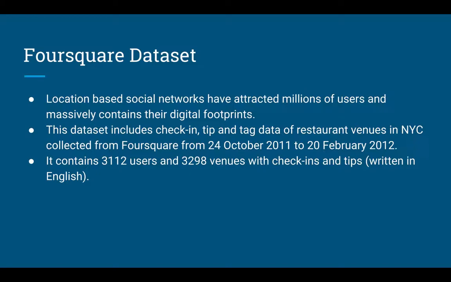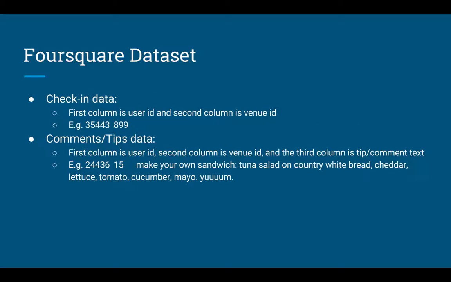First, the Foursquare dataset is a location-based social network dataset that has massive numbers of users and their footprints. We mainly use their check-in, tips and comments data of restaurants for recommendation. After cleaning the data, we use the check-in data and comments tips data to generate our model and do the prediction task. For the check-in data, the first column is user ID and the second column is venue ID, which is POI ID. Next is the comment and tips data. The first column is user ID, the second column is venue ID, and the third column is the tip comment text.